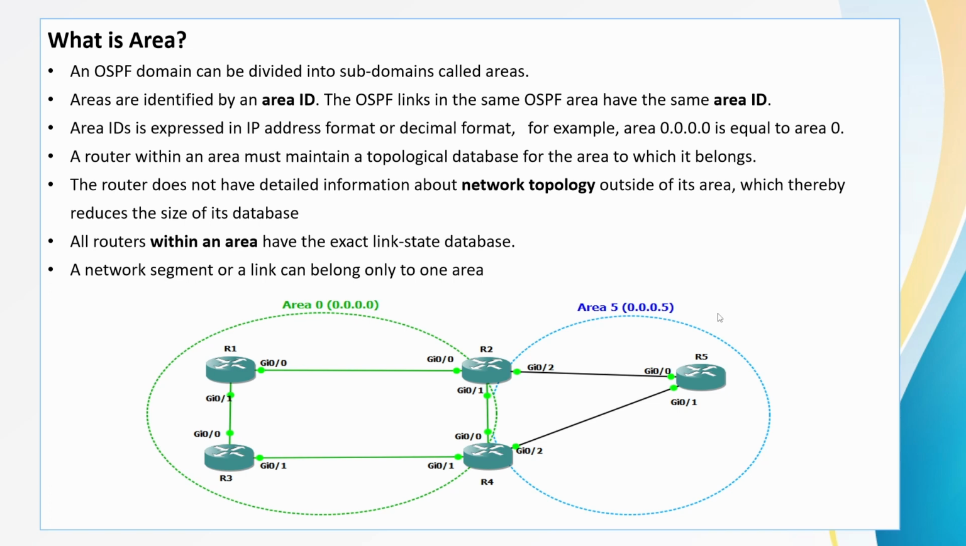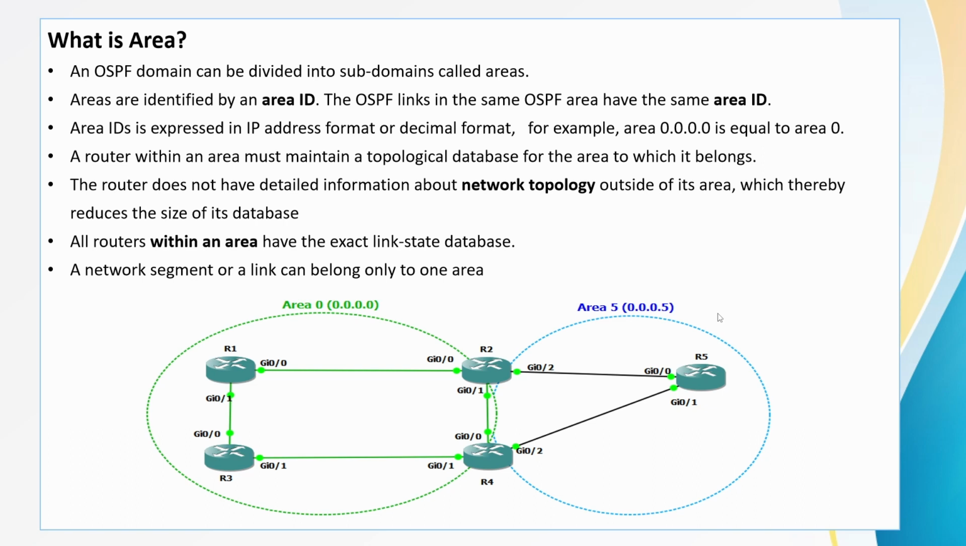Area ID is expressed in IP address format or decimal format. For example, area 0.0.0.0 is equal to area 0. A router within the area must maintain a topology database for the area to which it belongs. The router does not have detailed information about the network topology outside its area, which thereby reduces the size of the database. All routers within an area have the exact same link state database.